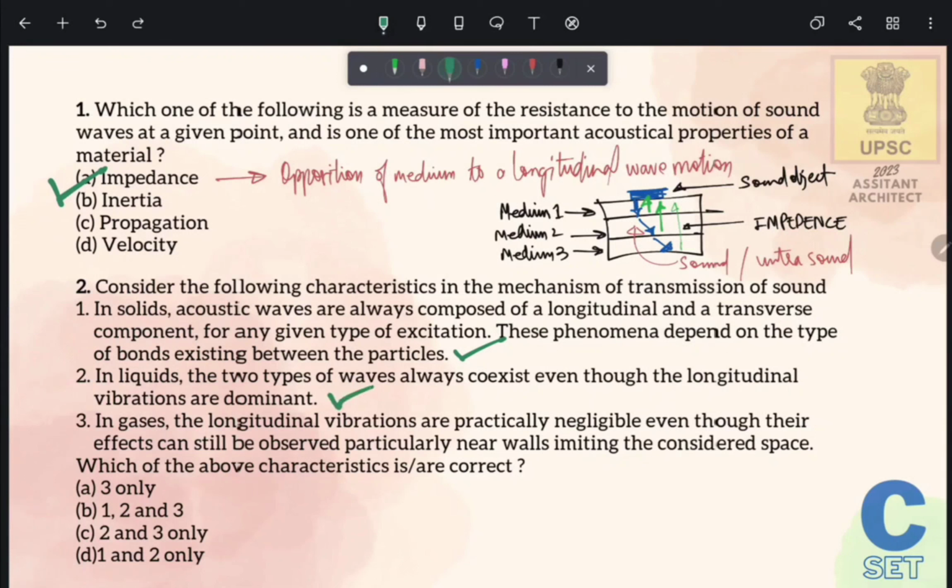So this is also a true statement, and because longitudinal vibrations are dominant in liquid, sound somehow travels through that because sound waves are longitudinal waves in nature. Third statement is, in gases the longitudinal vibrations are practically negligible even though their effect can still be observed, particularly near walls limiting the considered space. So this is also a true statement, and in comparison to solid and liquid mediums, very little amount of sound waves can be passed through a gaseous object. So all the three statements are correct. So the correct answer of this question is option number B, 1, 2 and 3.